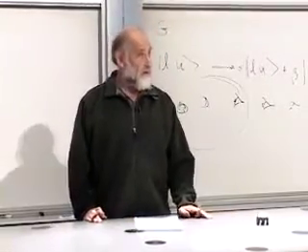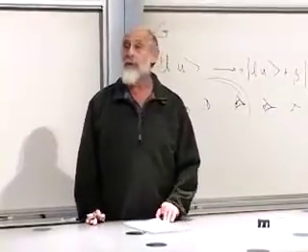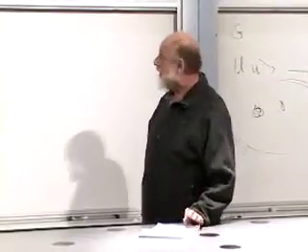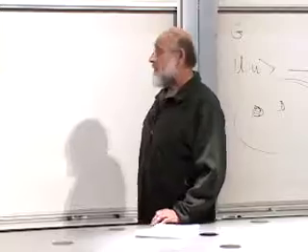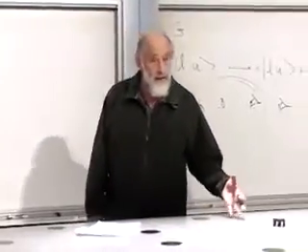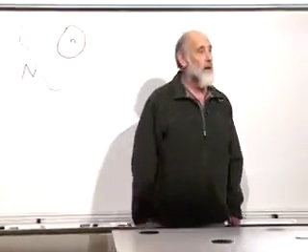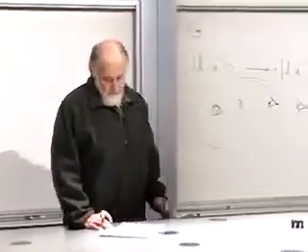We have no ignorance. We know everything there is to know about the system, and so there is no ignorance. What if little n is big N? If little n is big N, it means we know nothing about which state the system is in. That corresponds to the maximum entropy.